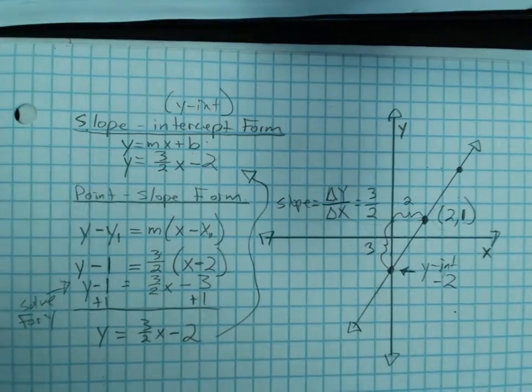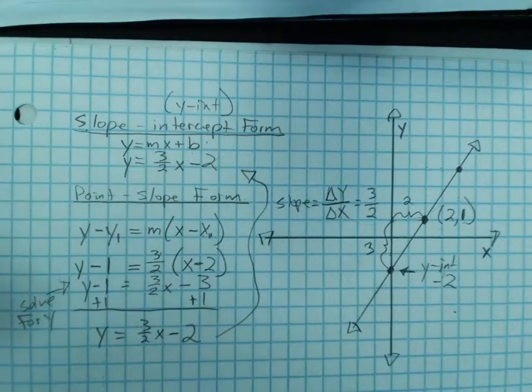So all you do to go from point-slope form to slope-intercept form is you just solve for y, which goes back to the last unit we did when we were solving for different variables.